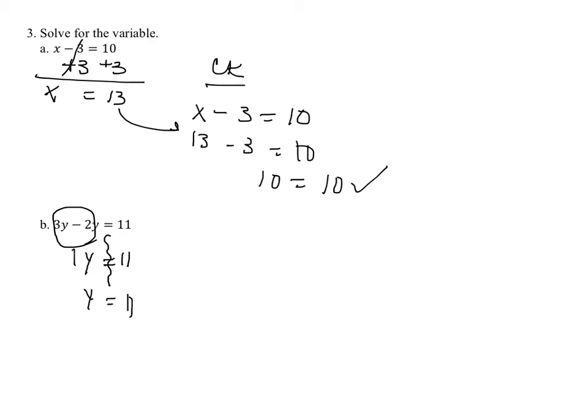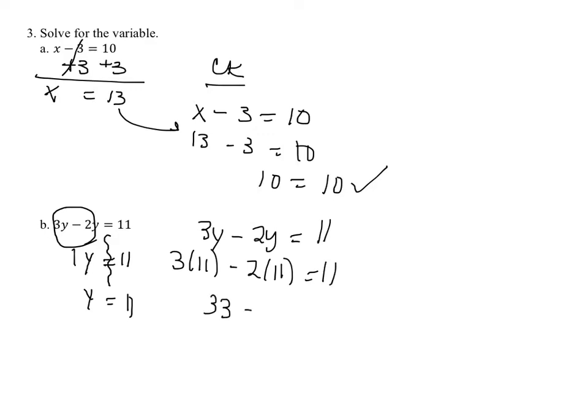Everything is fabulous. In fact, if I do the check, 3 times 11 minus 2 times 11 equals 11. Yeah, 33, take away 22. We're good. We're totally good.